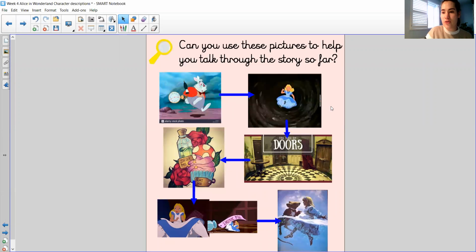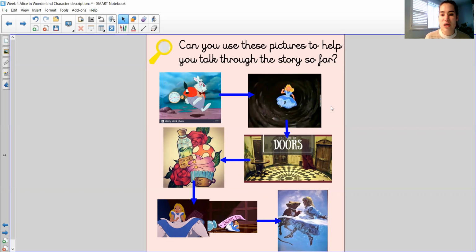To rewind your brains, to refresh you, and just in case you missed our Zoom on Thursday where we read chapter 2, I want you to see if you can use these pictures to talk through the story so far at home. You don't need to do this with anybody. This can just be you at home talking quietly, or if there is someone at home that you can talk to about it, then that's also great. But it's not necessarily a requirement.